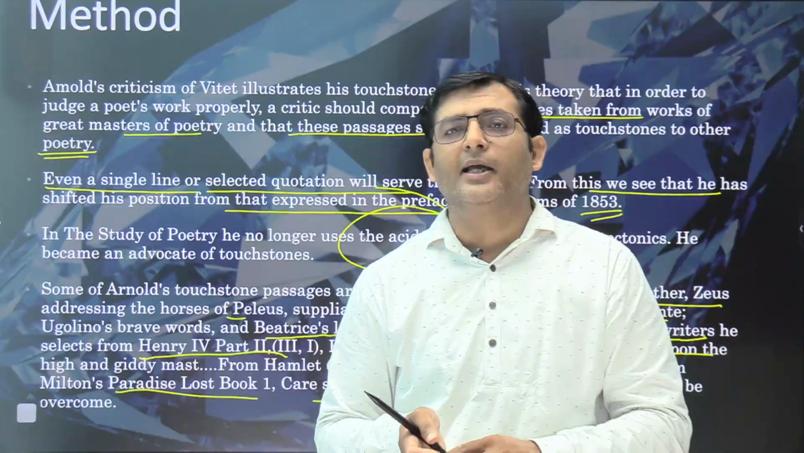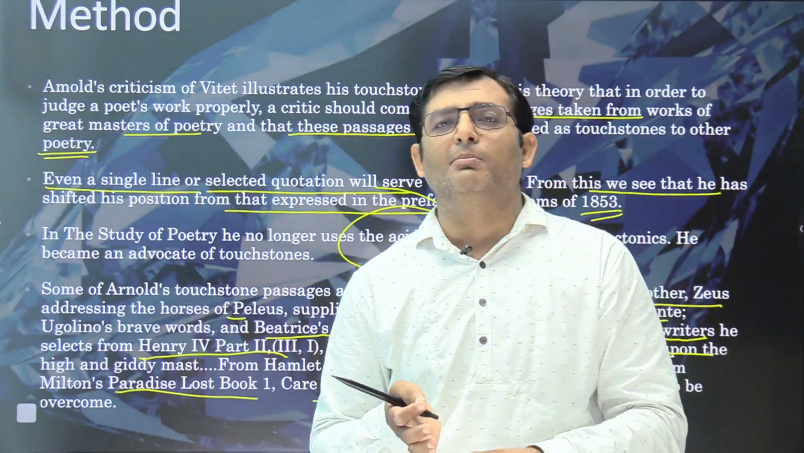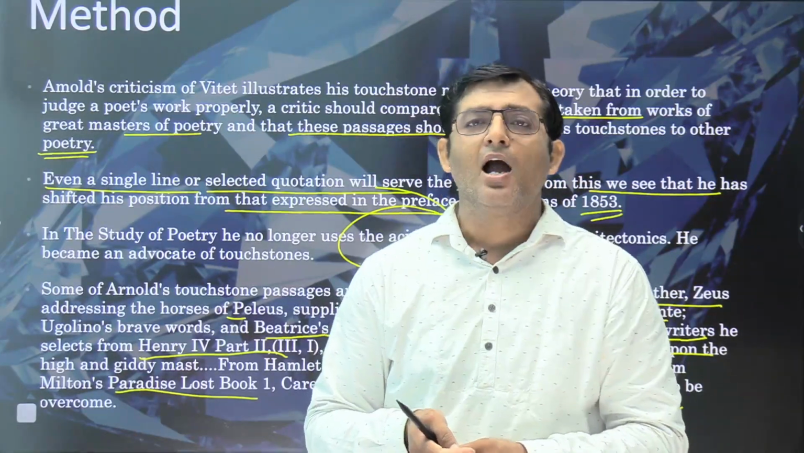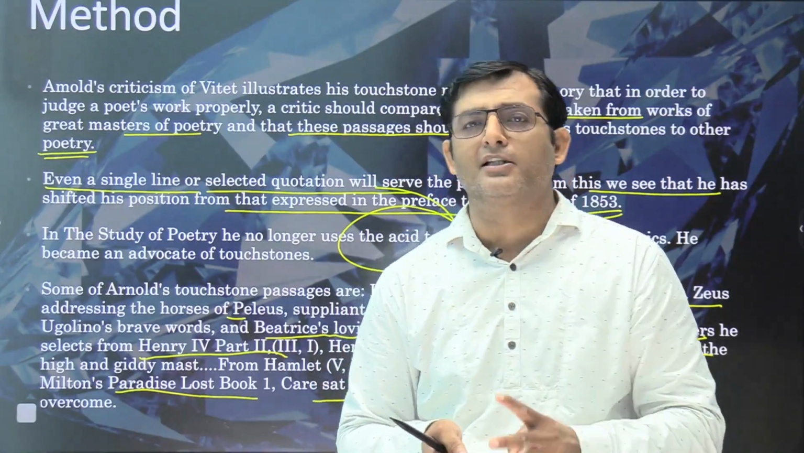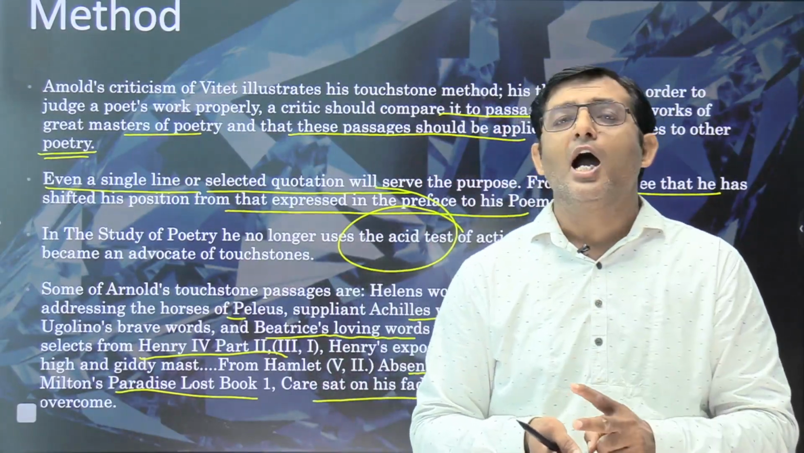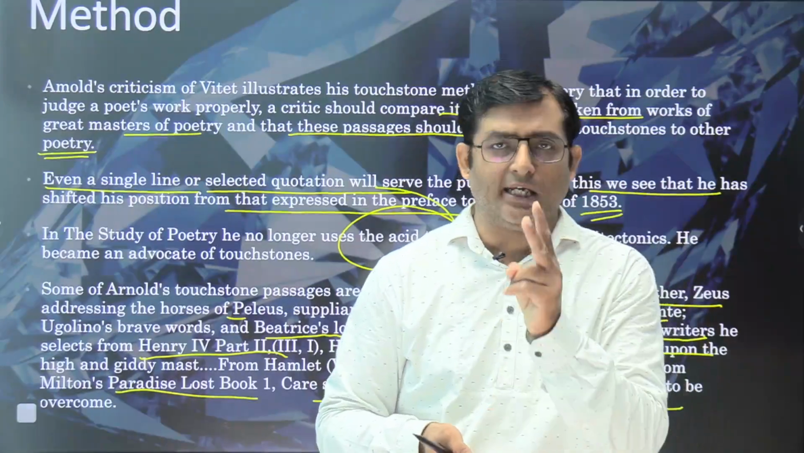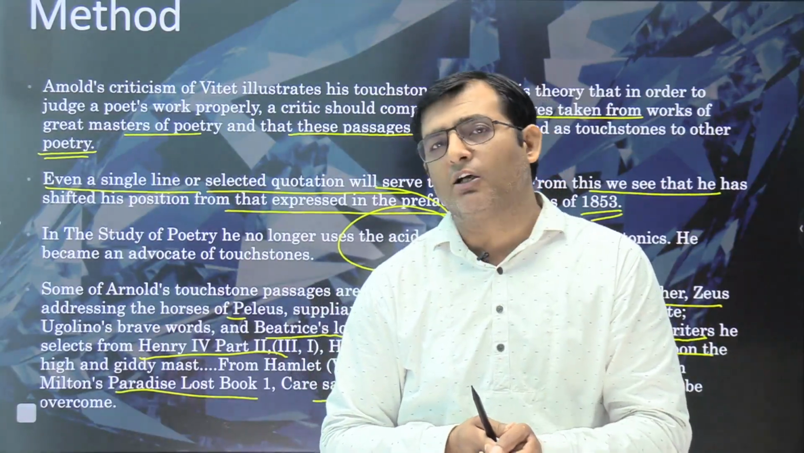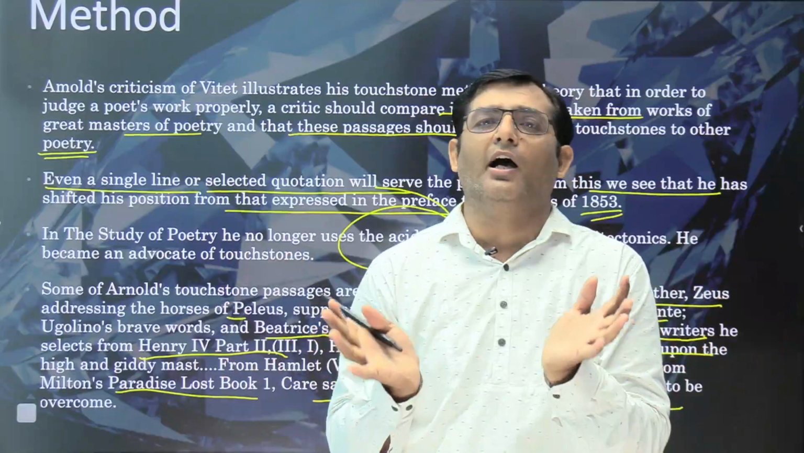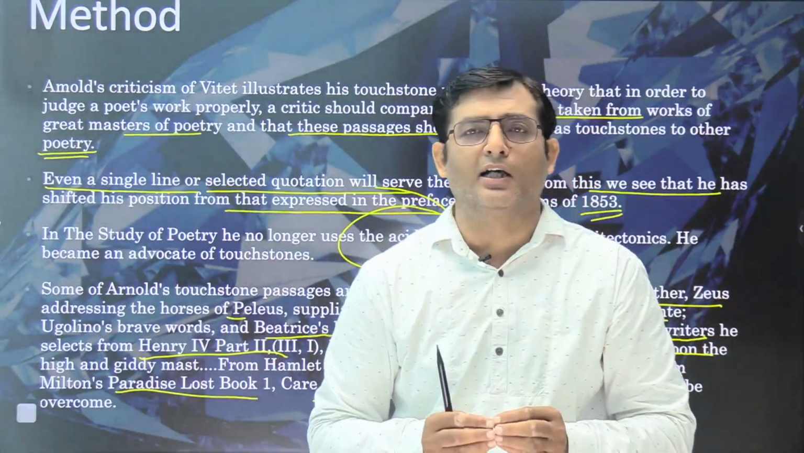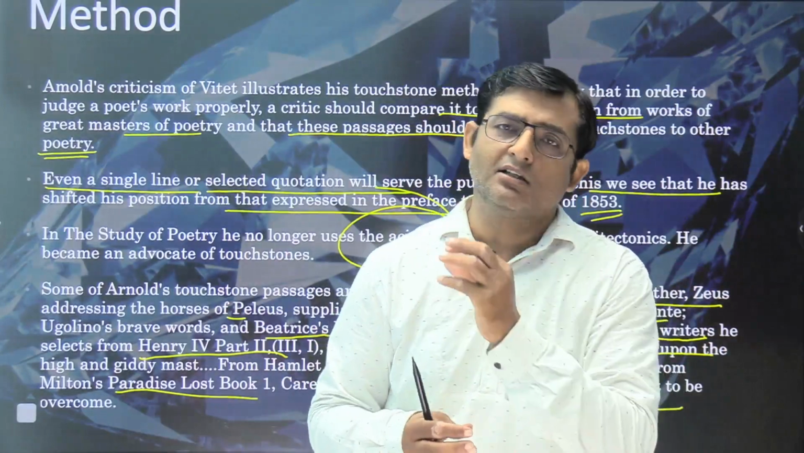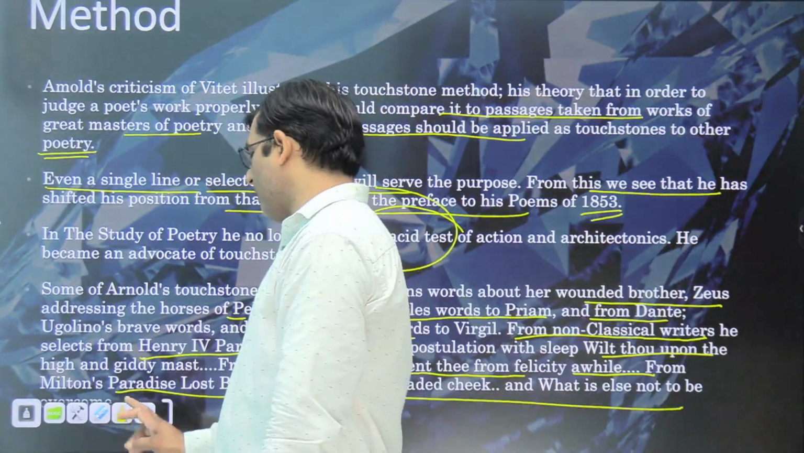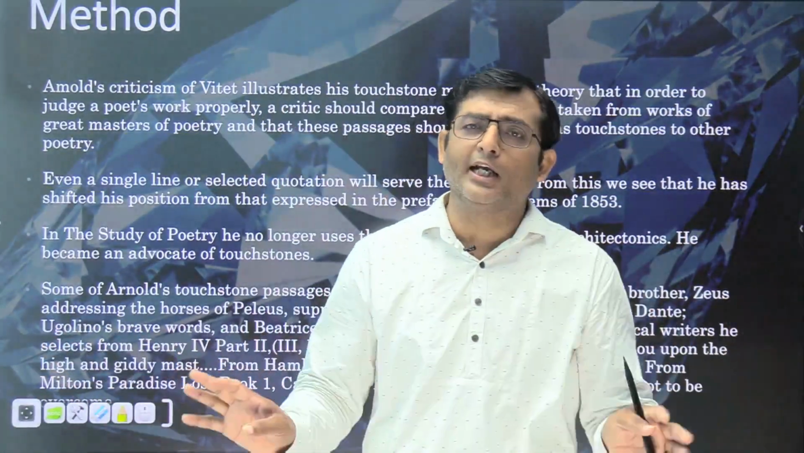And point number 3, Homer, Dante, Shakespeare and Milton, these are the 4 great poets whom Matthew Arnold asks us to compare. And from Shakespeare he mentions 2 plays, Henry IV Part 2 and Hamlet. And Milton's Paradise Lost, Homer's Aeneid, Iliad and Odyssey, and Dante's Divine Comedia. These are the texts mentioned by Mr. Matthew Arnold for the comparison. That is the Touchstone method of criticism. All right, any confusion? I hope there is no confusion.